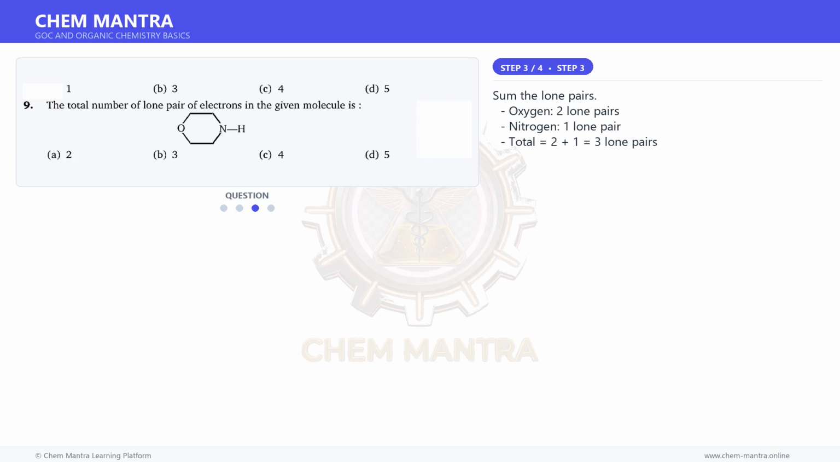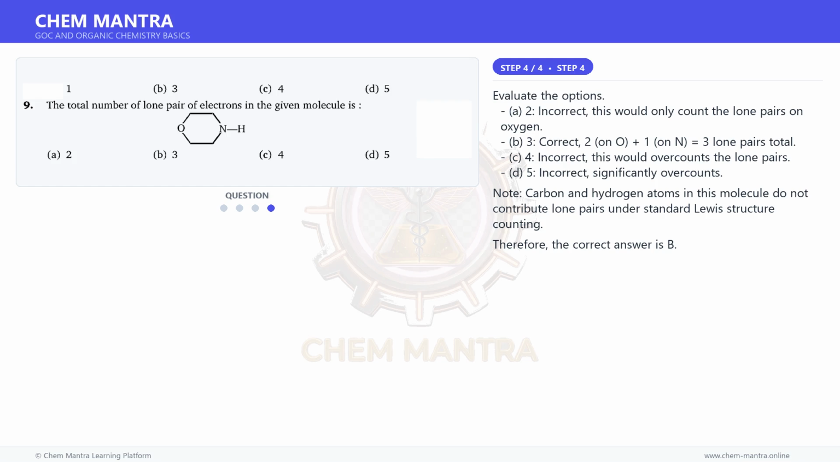Moving on to the next step. Sum the lone pairs. Oxygen, 2 lone pairs. Nitrogen, 1 lone pair. Total equals 2 plus 1 equals 3 lone pairs. And for the final step, evaluate the options.